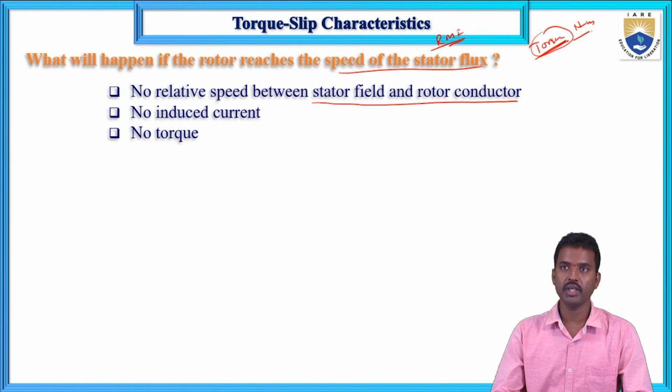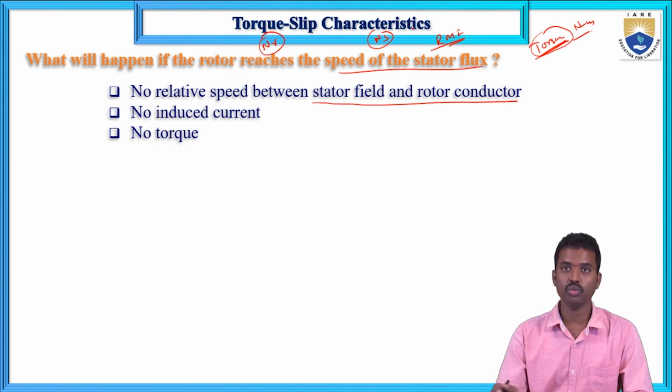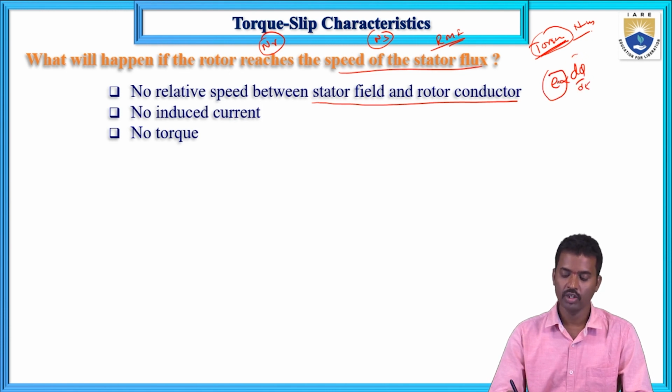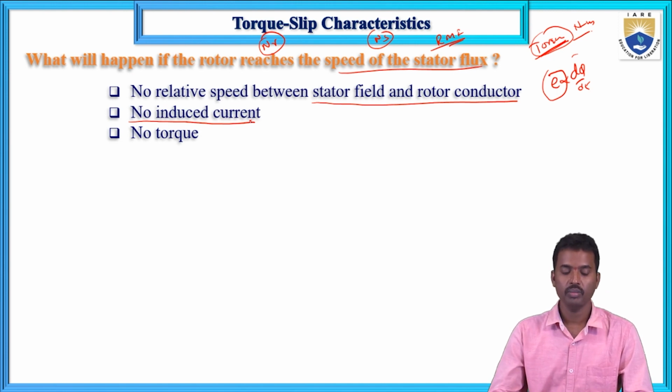If the rotor speed is NR and this is NS, and it reaches NS, there is no relative motion between the stator field and rotor field. So there is no dynamically induced EMF, since E is directly proportional to d phi by dt. No induced EMF means no induced current in the short-circuited rotor bars, which means no torque will be generated.